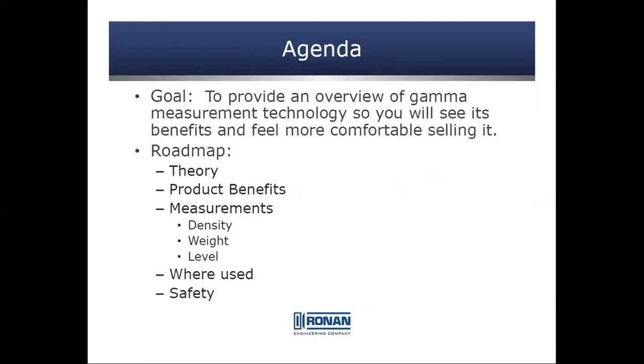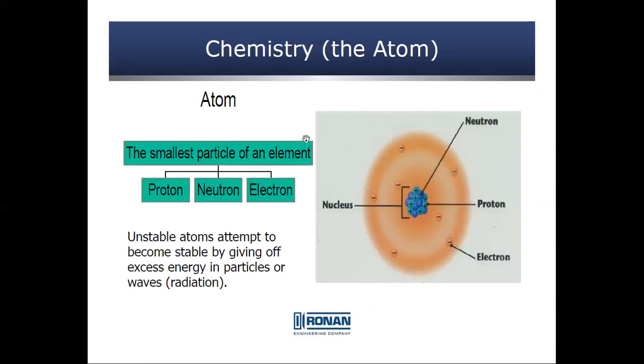So my goal is to provide an overview of our gamma measurement technology so you will see its benefits and feel more comfortable selling the item. We're going to do that by going over the theory, our product benefits, the types of measurements that can be made, which are density, weight, and level, generally where the solutions are used, and then some basic safety questions. What I'm going to talk about is not just Ronan specific.